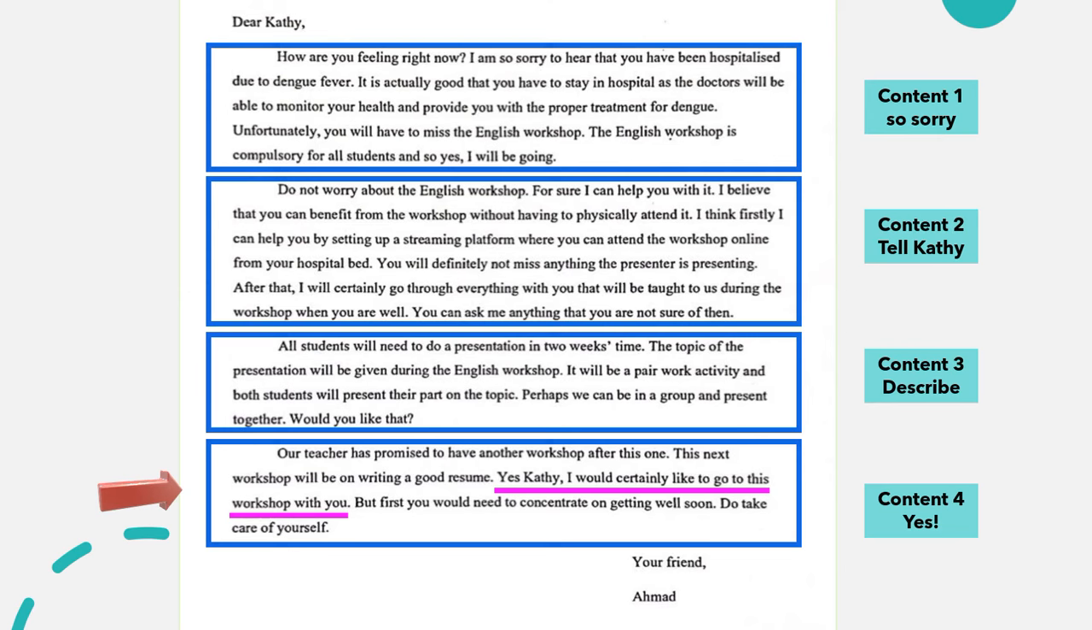Yes. In this paragraph, you will respond with a clear yes to Kathy's question on whether you would go to the next workshop with her. Yes, Kathy, I would certainly like to go to this workshop with you. Examiners will look for the word yes in your sentence for you to merit marks for content.